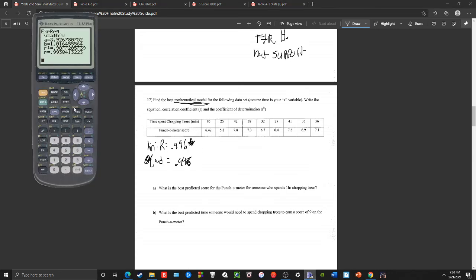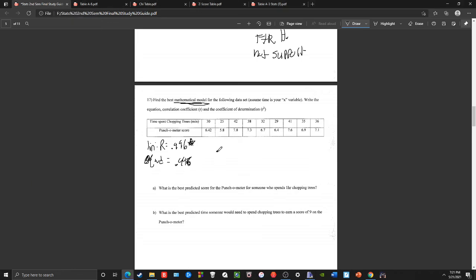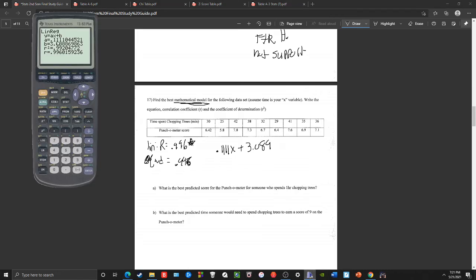So since we decide on linear, we're going to write that equation. It's going to be 0.1111x plus 3.089. So 0.1111x plus 3.089, right? That was 4 ones, correct? 1, 2, 3, 4. Yeah.